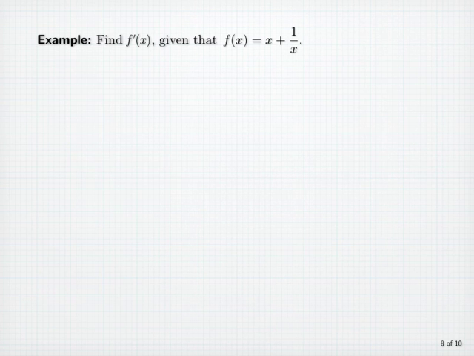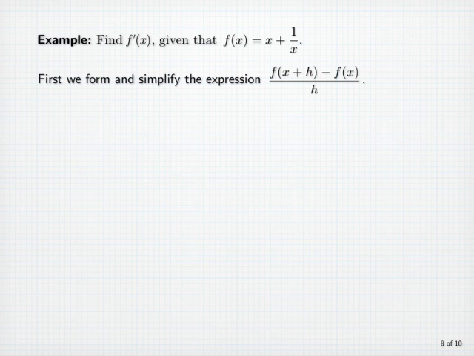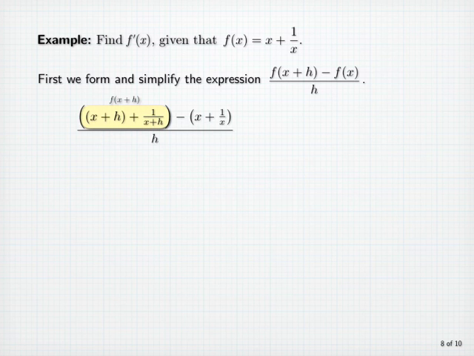Example. Find f prime of x given that f of x equals x plus 1 over x. First we form and simplify the expression f of x plus h minus f of x divided by h. F of x plus h is obtained by substituting x plus h into the function f for x wherever it appears in the formula. So f of x plus h is x plus h plus 1 over x plus h. And of course f of x is just x plus 1 over x.